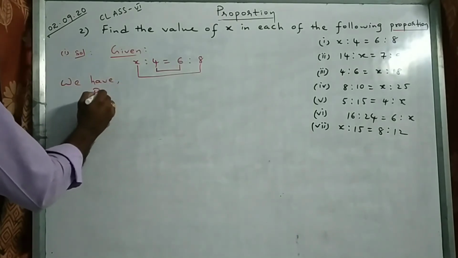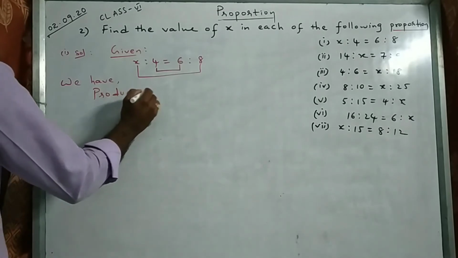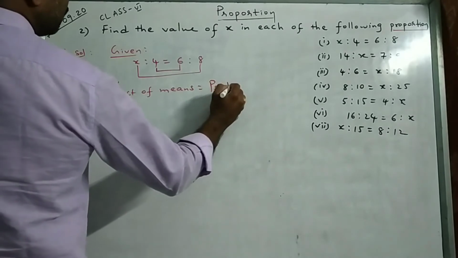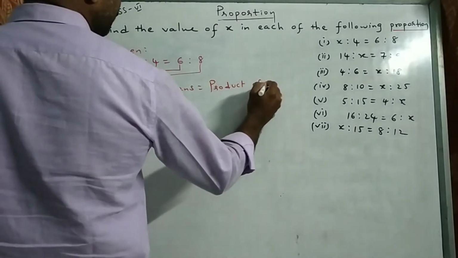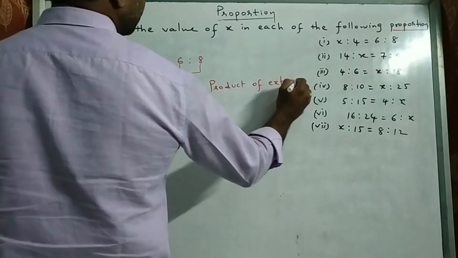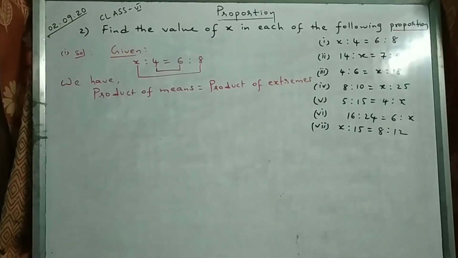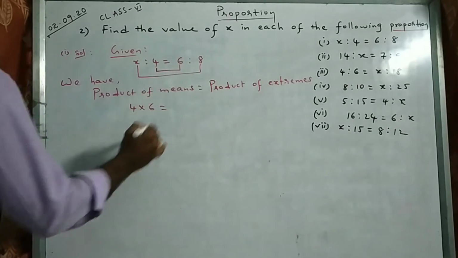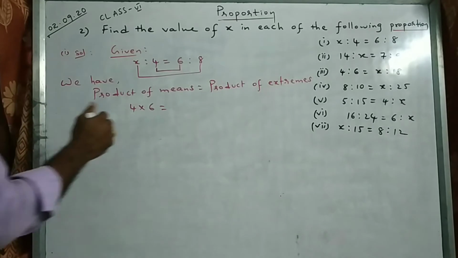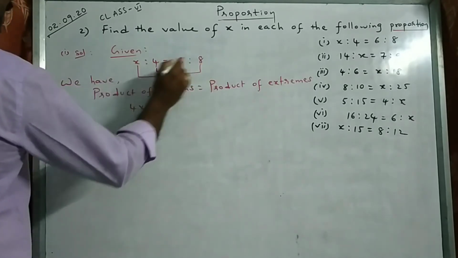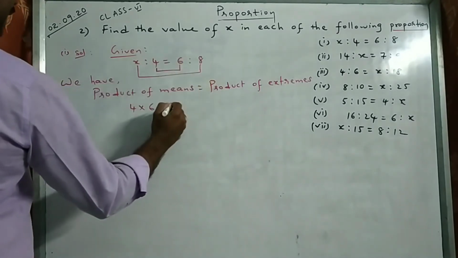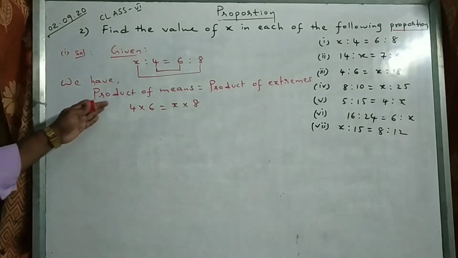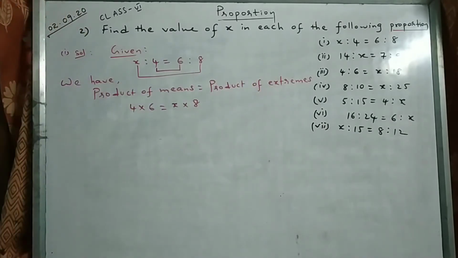We have the condition, I told you already: product of means equal to product of extremes. What are the means here? 4 into 6, the middle terms, is equal to the extremes, meaning the end numbers here, x and 8. So x into 8. Got it? Product of means equal to product of extremes.